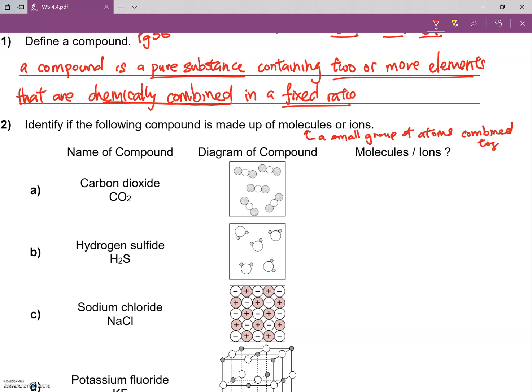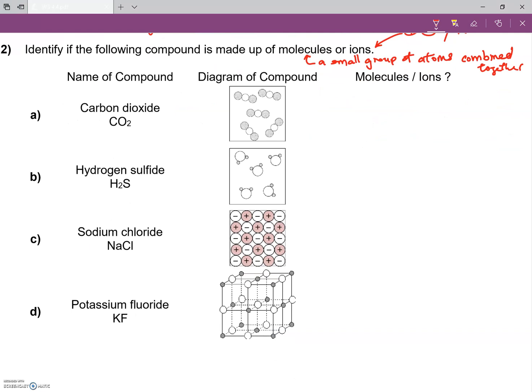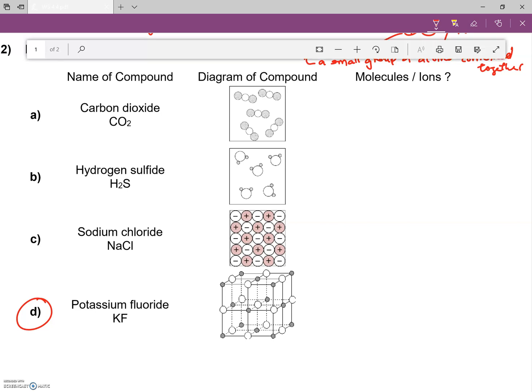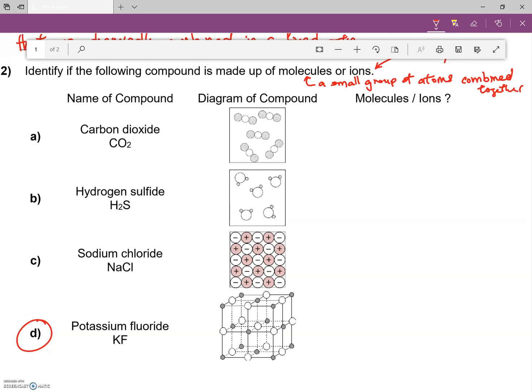Okay. Now for ions, how do I know whether they are ions or not? Do take note, for ions, normally you will see positive and negative signs. That's the first one. And second, you will tend to see what we call a lattice structure. One example of a lattice structure looks like this. You look at part D, you can see that it is arranged very nicely into a cube. So this is what we call a lattice structure. Based on my description, you know that part D are actually ions.